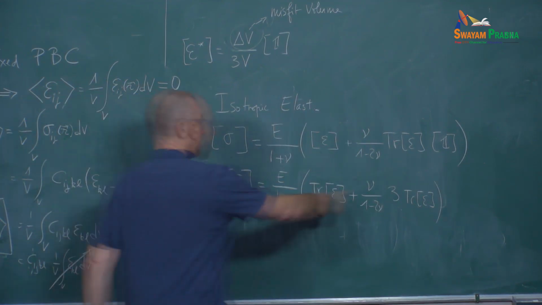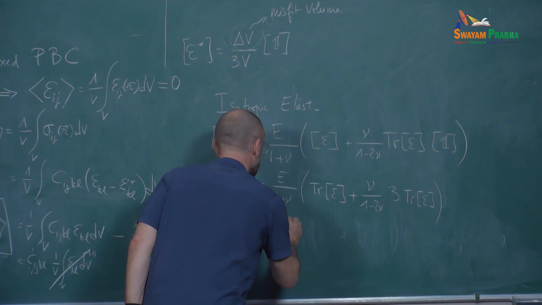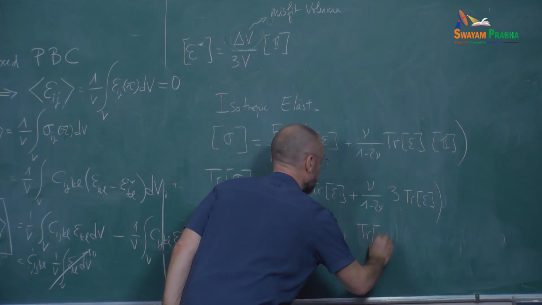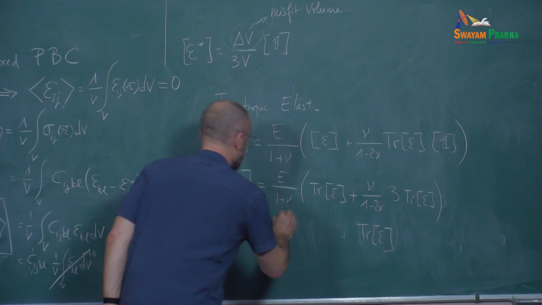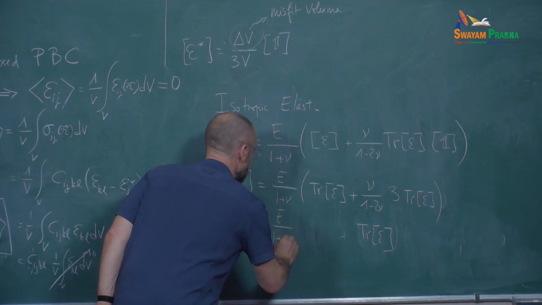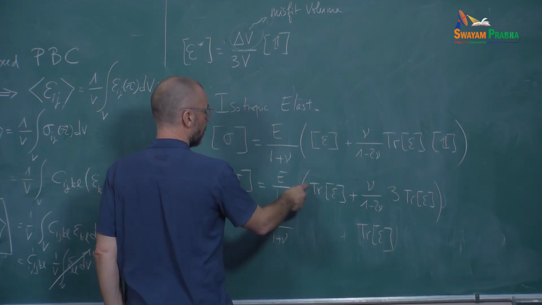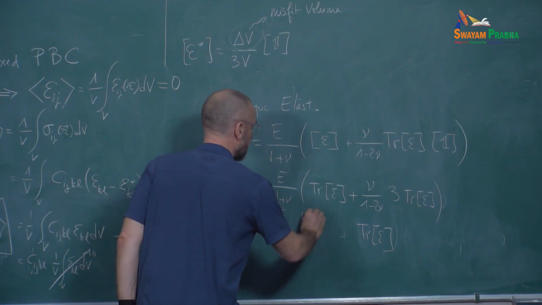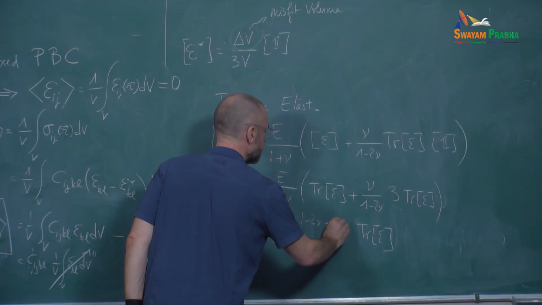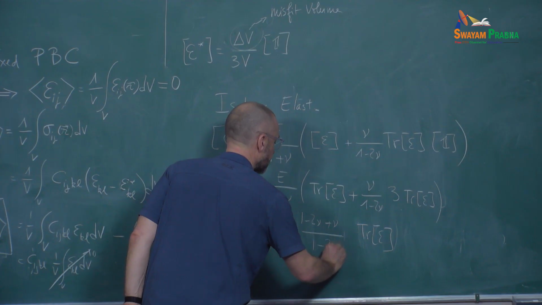Yes, so I can take the trace of epsilon out. And then I have E over 1 plus nu. And then I have 1 here. So I have 1 minus 2 nu plus nu, divided by 1 minus 2 nu.